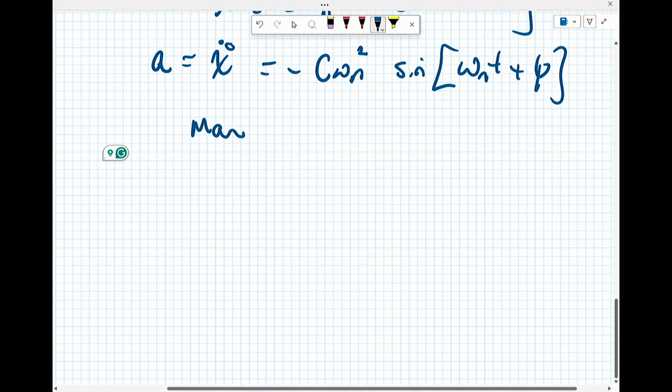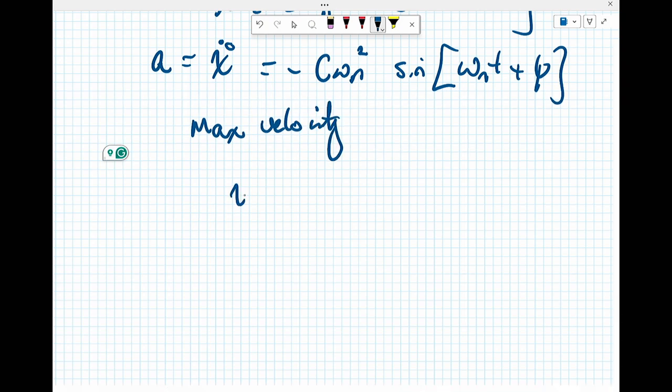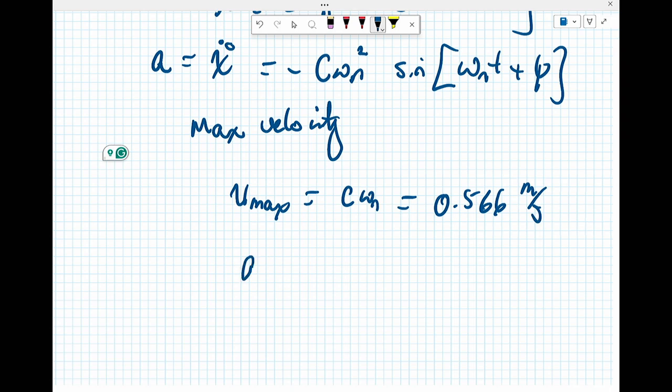So the max velocity is going to be Vmax, which is equal to c omega n, which is 0.566 meters per second. Amax is equal to c omega n squared, which is 8 meters per second squared.